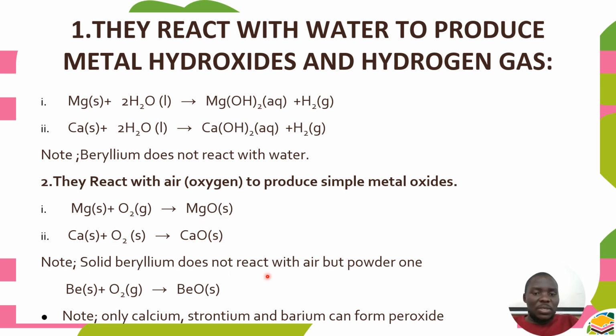Solid beryllium does not react with air, but powder does. So it means if it is to react, you need a condition where beryllium is in powder form. Then beryllium can also react with air to form beryllium oxide. Not only calcium, strontium and barium can form peroxides. These ones are a little bit more reactive, that's why they are able to form peroxides depending on the amount of oxygen.